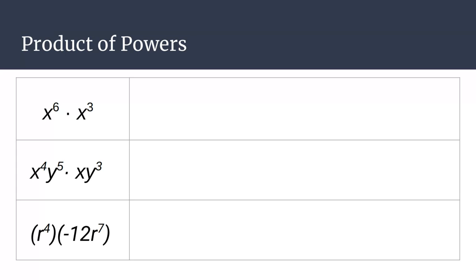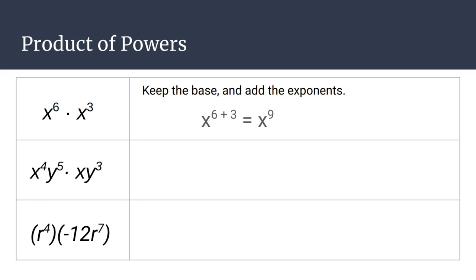So my first example here is going to be x to the 6th times x to the 3rd. Now, when I have the same base here, x and x, they're the same, they have like terms. So what I'm going to have to do is add my 6 and my 3 together. I'm going to keep the base the same, and I'm going to add the exponents. So if you see, I'm going to have x to the 6th plus 3, which is then going to become x to the 9th.